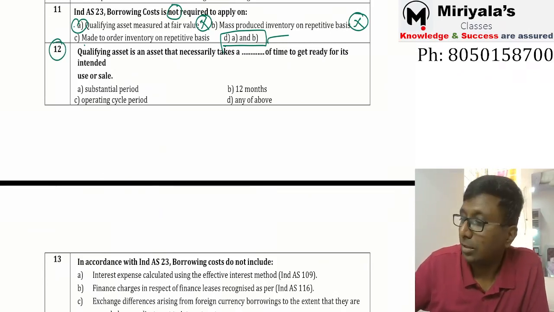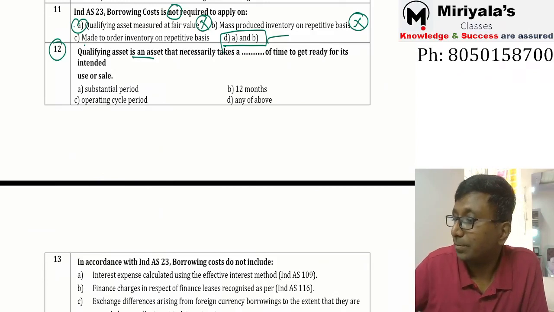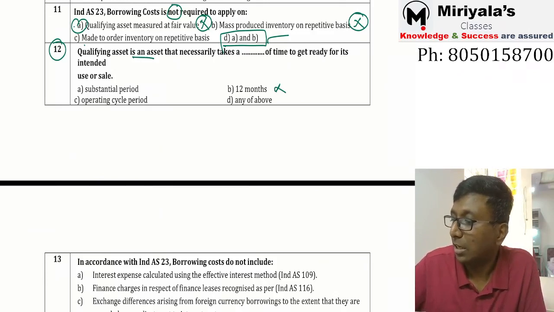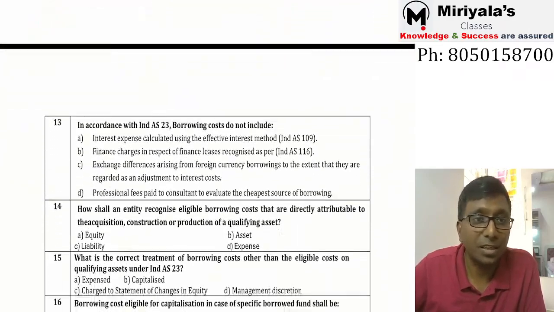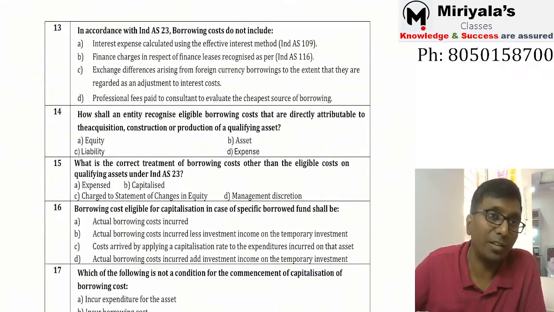Okay, next point. Qualifying asset is an asset that is necessarily taking a substantial period of time. Correct? Now, they never tell 12 months or 13 months. Not operating cycle. Any one of the above is wrong, obviously. Which is taking substantial period of time. That is the right answer, which you obviously very well know.